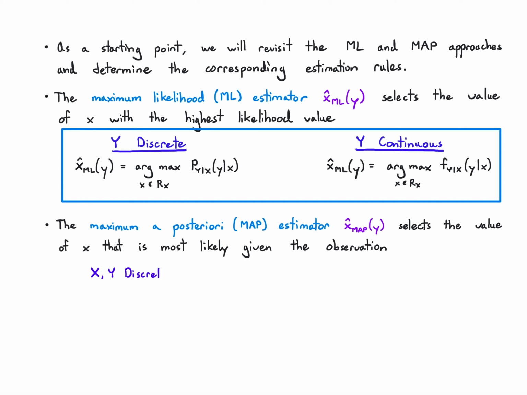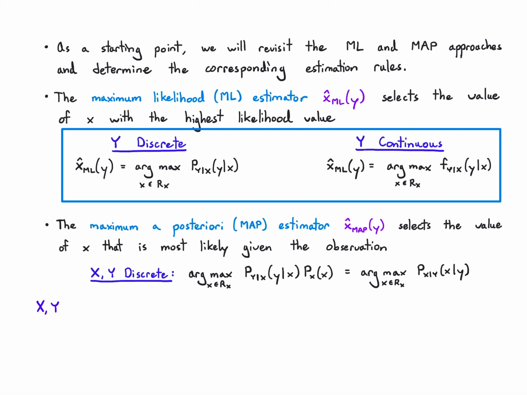But let's just look at the form of this rule. So if x and y are both discrete, you're taking the argmax over x, and you multiply the conditional PMF of y times the marginal PMF of x. And it turns out, by Bayes' rule, this is the same as taking the argmax of the conditional PMF of x given y, because you could just divide this thing on the left by p of y, it wouldn't affect the argmax, and then you would have, by Bayes' rule, p of x given y, meaning you are trying to select the x that's most likely given the observation.